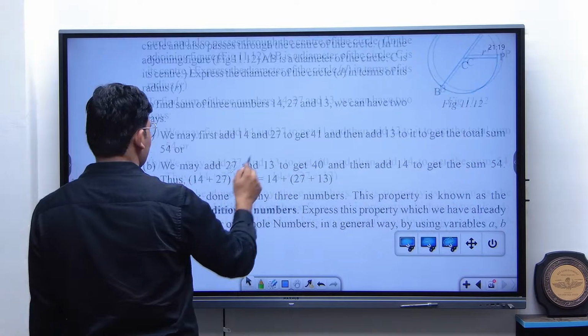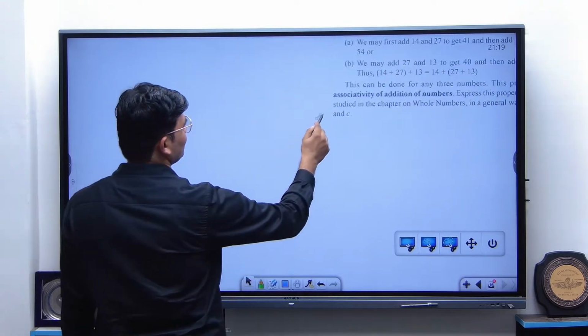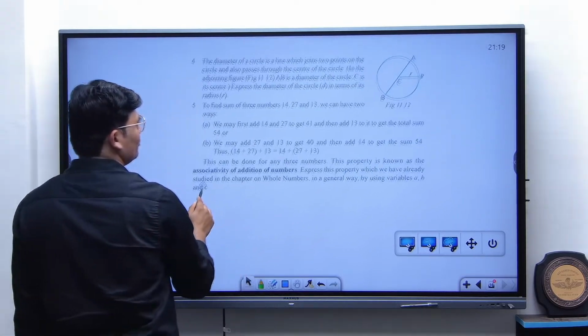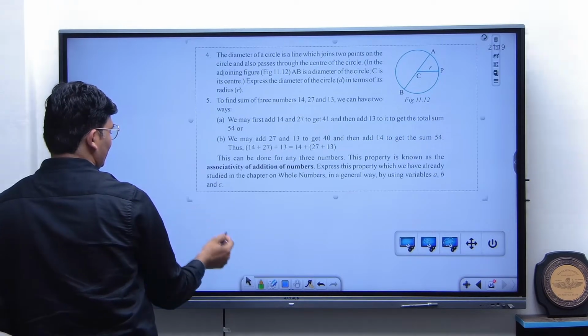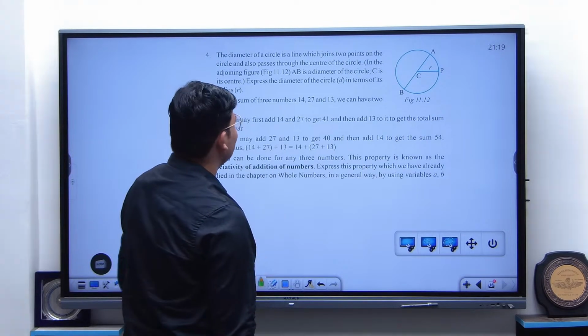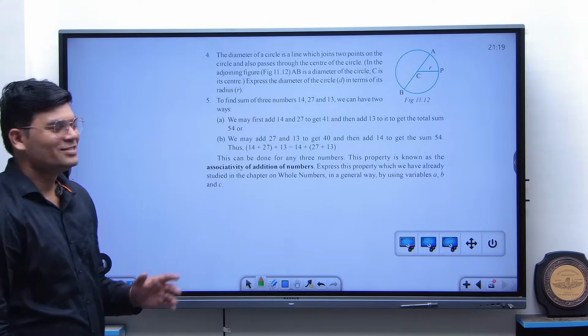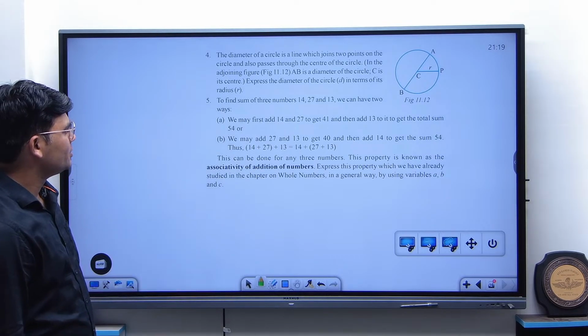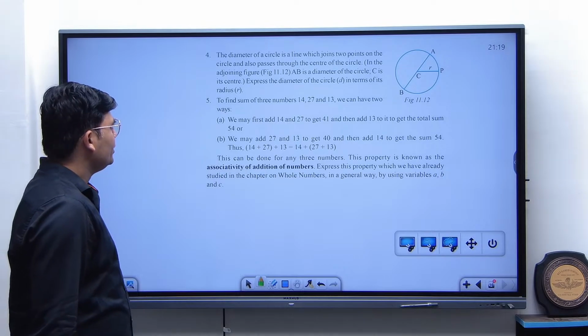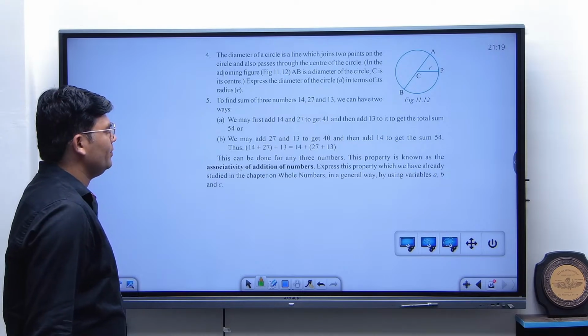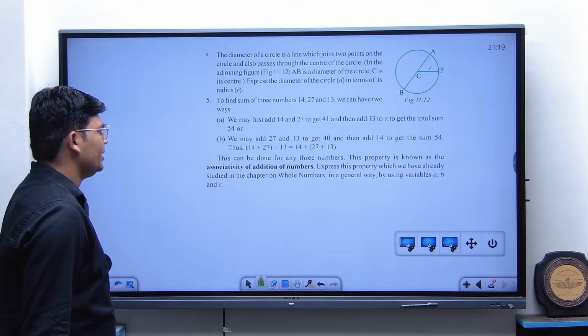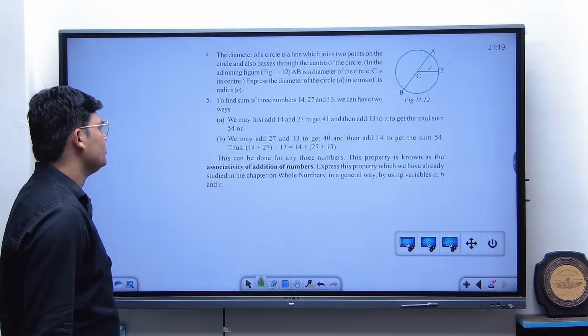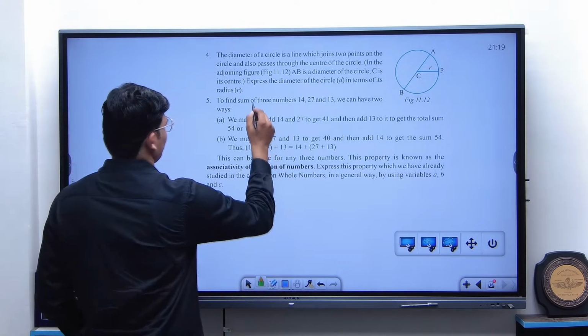So you have done 2 exercises with ease, in a single class of just 50 minutes. The diameter of a circle is a line which joins 2 points on the circle and also passes through the center of the circle. In the adjoining figure 11.12, AB is the diameter of the circle, C is the center. Express the diameter of the circle in terms of its radius. How are you going to define this?